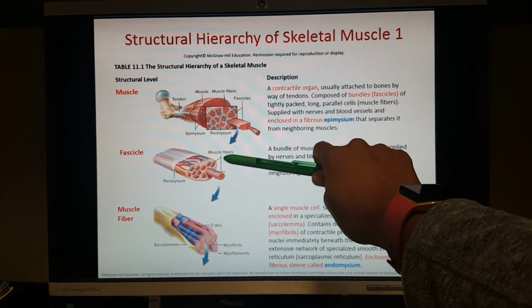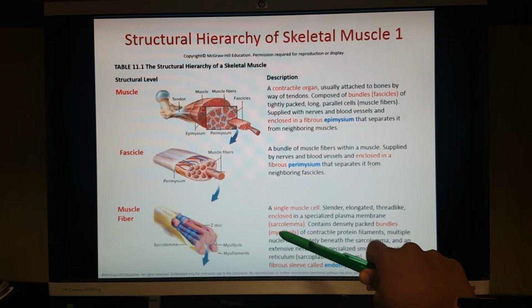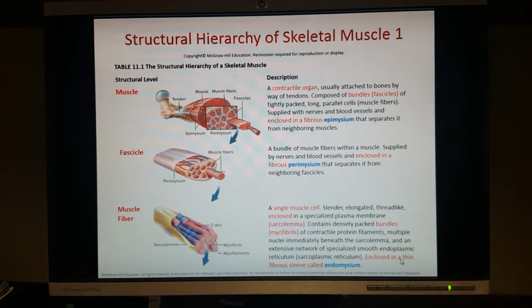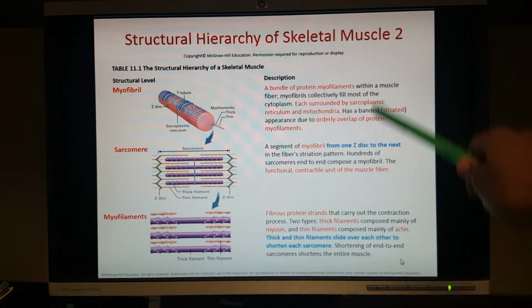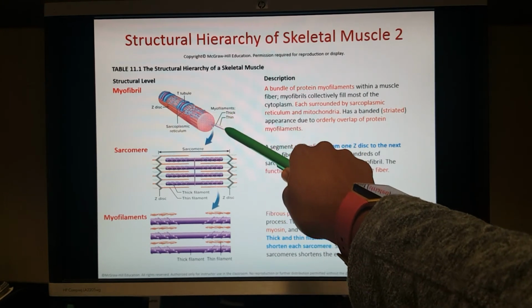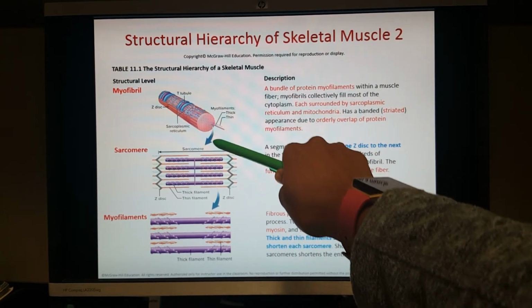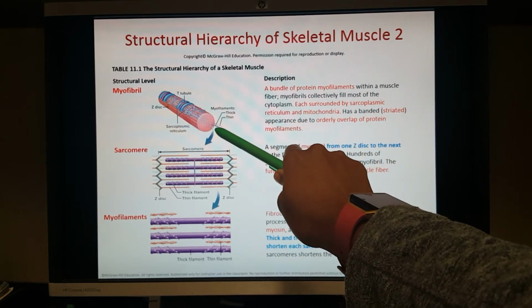Making up your fascicle are your muscle fibers. These are your individual muscle cells. These muscle cells have their own sarcolemma, which is the plasma membrane of your muscle fibers. But they also have their own fiber sleeve called an endomysium. Think endo like inside. Inside your muscle fibers are your myofibrils. This bundle of your different myofilaments wrapped in your sarcoplasmic reticulum is the next lower level in your hierarchy of your skeletal muscle. Inside your myofibril, you have your sarcomere.